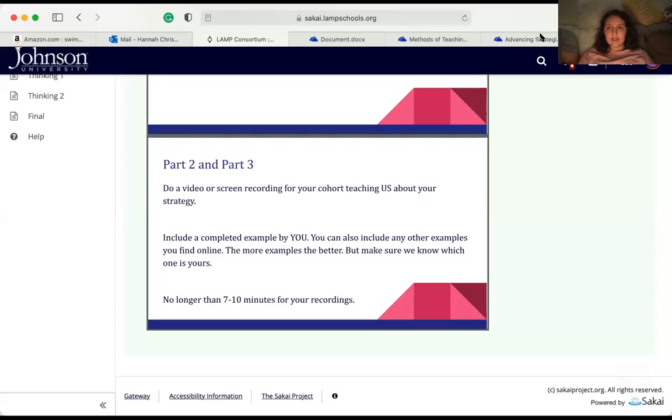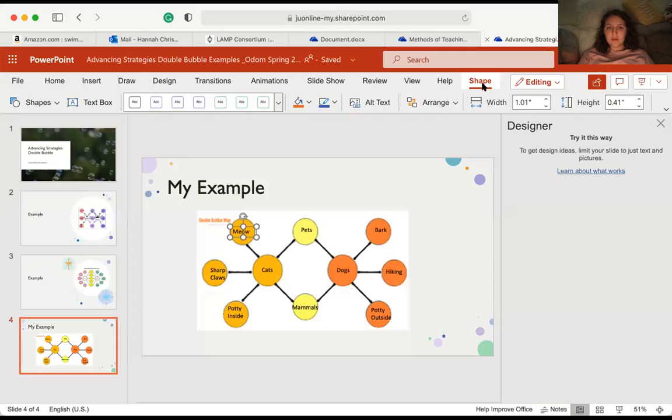So I had the double bubble advancing strategy that I was going to talk to you guys about and kind of explain how to use it. My free trial to Loom is no longer, so I'm going to be doing it through Zoom, and I feel like we are all pretty familiar with Zoom at this point. So let me see if I can pull up my PowerPoint to help explain it to you guys. Here we are.